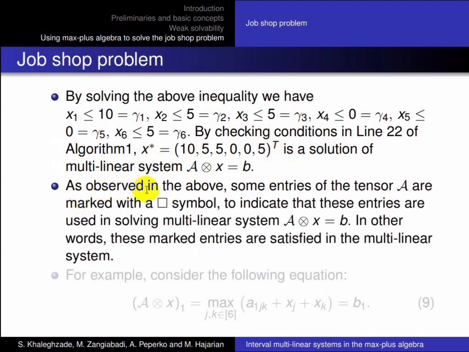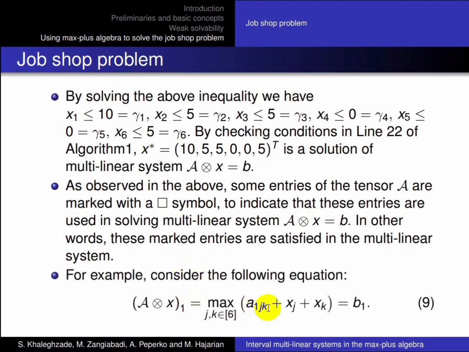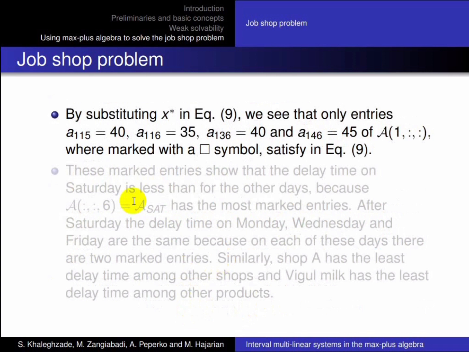Notice that, as observed above, some entries of the tensor A are marked with a symbol to indicate that these entries are used in solving the multilinear system. In other words, these marked entries are satisfied in the multilinear system. For example, consider the following equation. By substituting X star in inequality 9, we see that only entries of A1 were marked with a symbol, satisfying inequality 9.